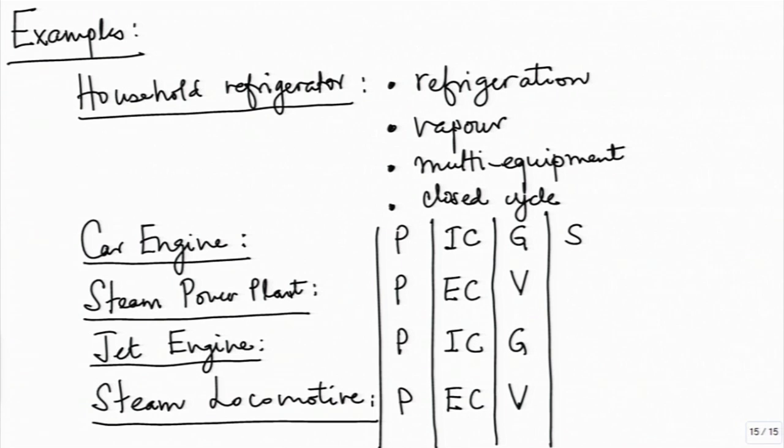the same cylinder piston arrangement, all processes take place. Steam power plant, multi equipment, we have a boiler, we have a turbine, we have a condenser, we have a pump, and we have many other minor components. Jet engine, multi equipment, we have a compressor, we have a combustion chamber, we have a turbine, although we do not see them as separate because the whole thing is covered in a very nice aerodynamic casing. Steam locomotive, obviously multi equipment.